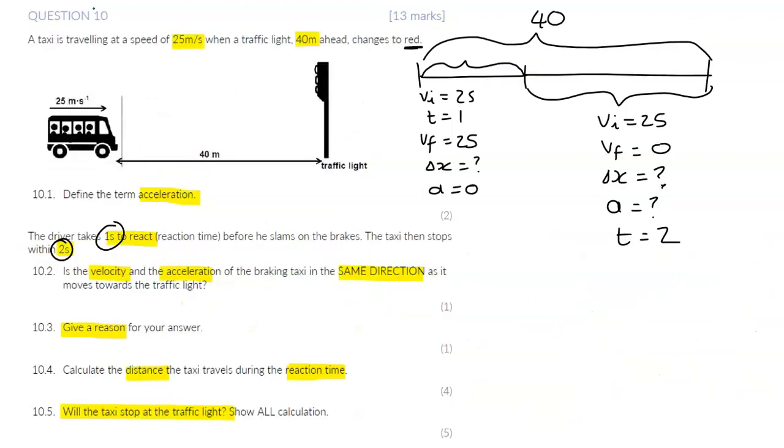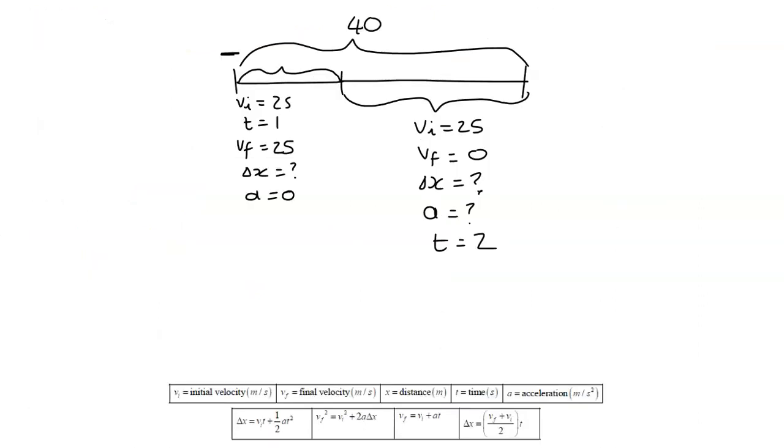All right, question 10. So for question 10, they tell us that a taxi is traveling at a speed of 25 meters per second, and then 40 meters ahead there's a traffic light that turns red. The first one is define the term acceleration. We've done that. They tell us the driver takes 1 second to react before he slams on the brakes. So just before we look at the actual questions, let's go off script here and determine everything that we can, and then figure out the motion of this thing.